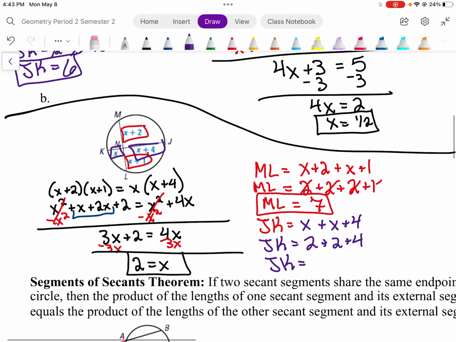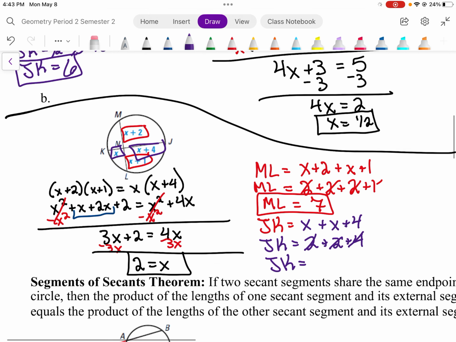And again, because x is equal to 2, we're just going to replace the x's with a 2 and then add them up, and that gives us our final answer of 8.